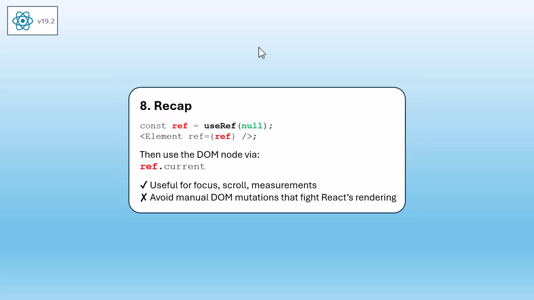8. Recap. In summary, refs are a mechanism to hold onto a DOM element that the UI library has rendered. You attach a ref to an element, you wait until after the commit phase to access it, and you use it for non-destructive operations like focusing, scrolling, or measuring. Be cautious about relying on refs for heavy DOM modifications. Always prefer the declarative approach when possible. Use refs as a tool for edge cases rather than the default path.